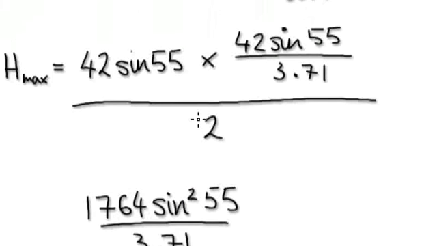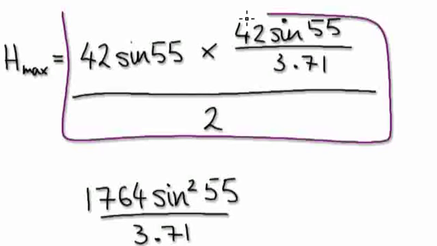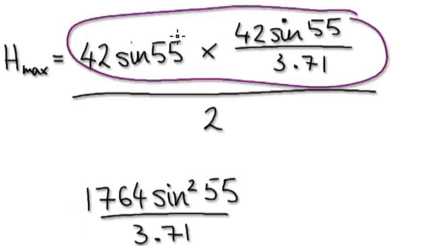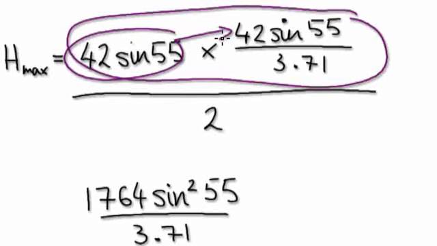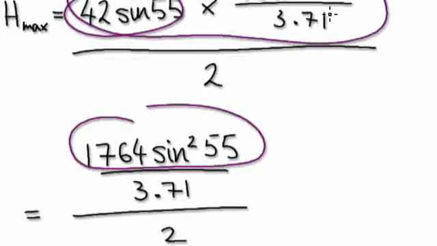Okay, so let me just go back one step. At the moment, our maximum height is given by this. But the thing is, we've got a fraction within a fraction. It looks really ugly, so concentrate on tidying this bit up. Basically, it's this thing multiplying to the top, so that becomes this thing here. But don't forget the 3.71 here.